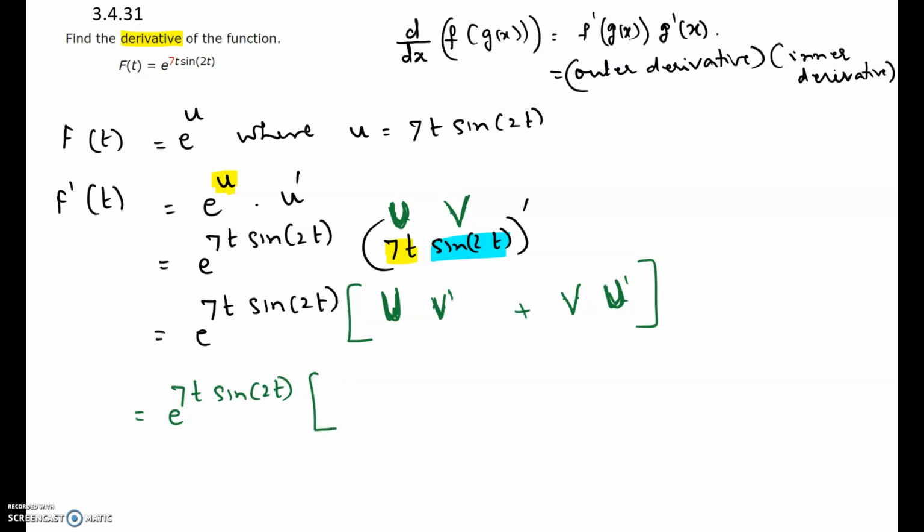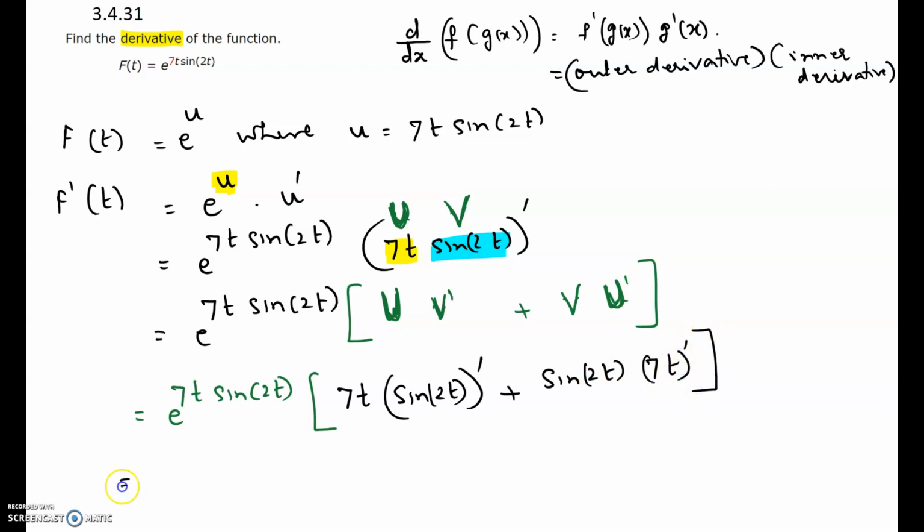So it is going to be u, which is 7t, times v prime, which is the derivative of sine 2t, plus v, which is sine of 2t, then u prime, which is the derivative of 7t. So it is e to the 7t sine of 2t, 7t, then the derivative of sine of 2t.